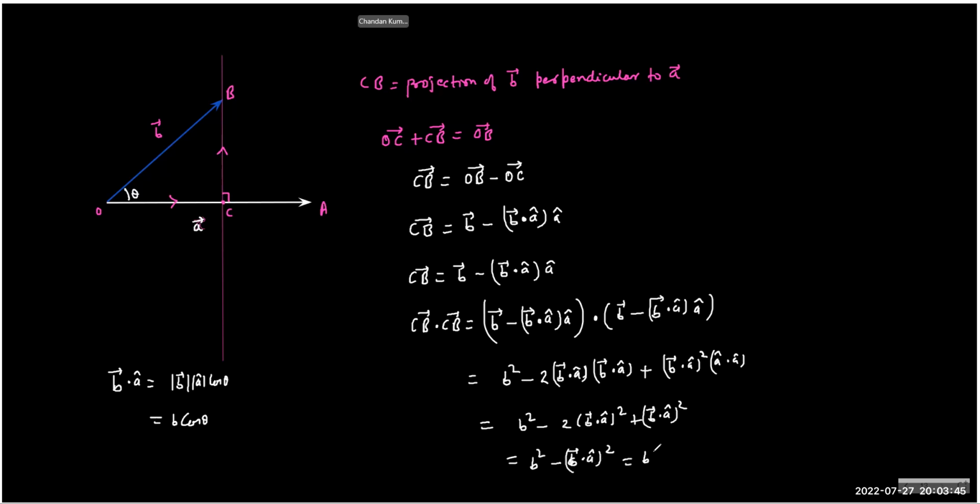Which is basically B square minus B cos theta whole square, which is B square times 1 minus cos square theta, which is B square sin square theta. And so the mod is actually B sin theta, which we know from trigonometry. That's the answer, right? Yeah. So we know this answer anyway, but this is the difficult way to get the simple answer.